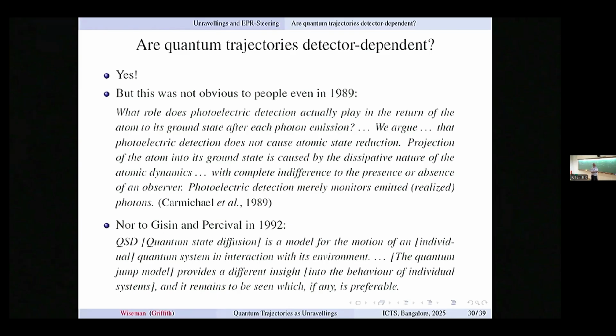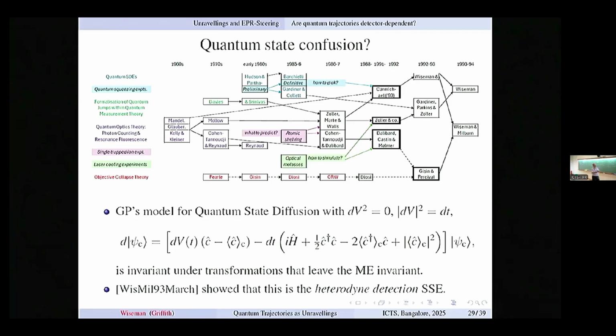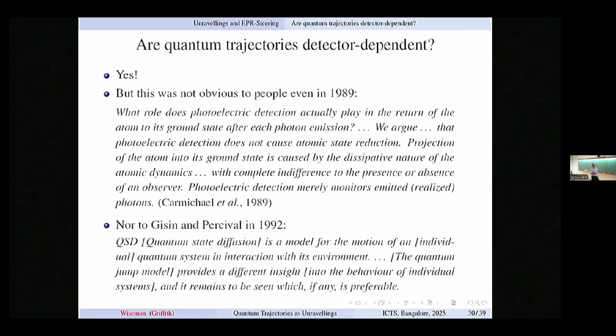And then, yeah, in 1992, Gisin and Percival said, so quantum state diffusion, that's the name they gave to their equation, QSD, is a model for the motion of an individual quantum system in interaction with its environment. The quantum jump model provides a different insight. So they were aware of the quantum jump model. They were definitely aware of the work of Dalibard, Castin, and Mølmer when they published. I'm not sure whether they were influenced by it or not. They say it provides a different insight into the behavior of individual systems, and it remains to be seen which, if any, is preferable.